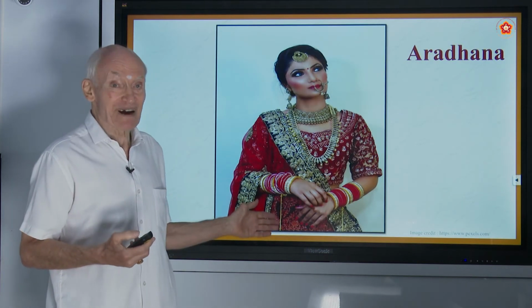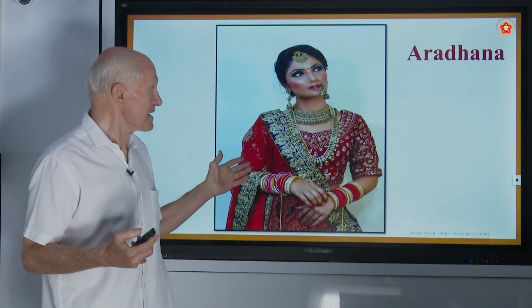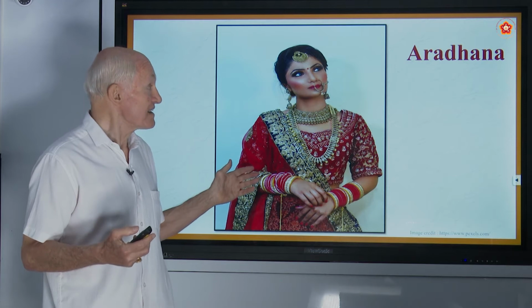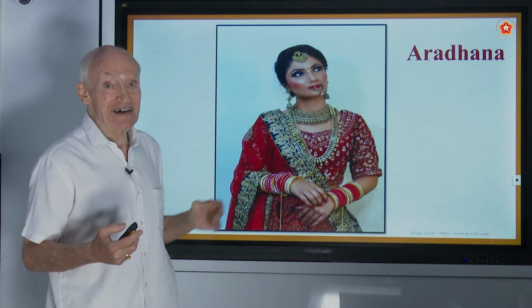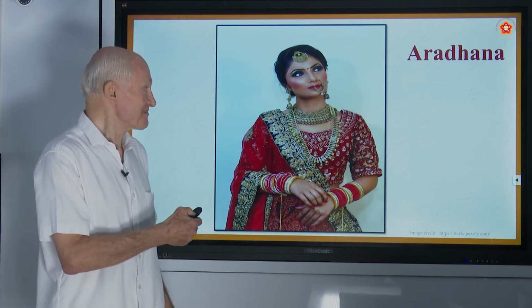So here we have Ardhana. Her skin is just a little darker than Simi's. Not real dark, but a little darker. And she's rolling her eyes up. Why is she rolling her eyes up? You'll find out.